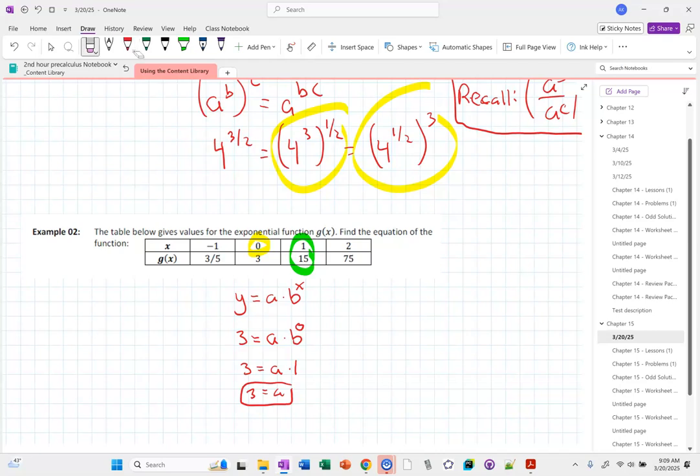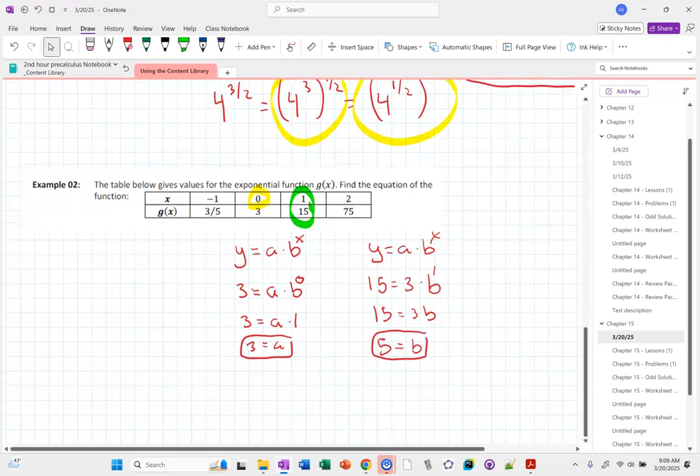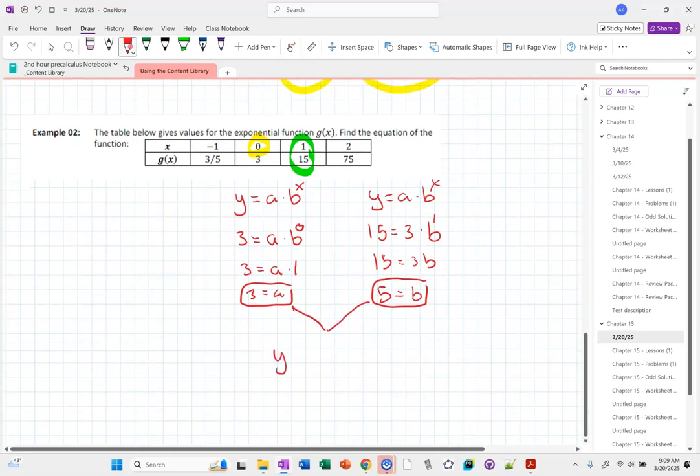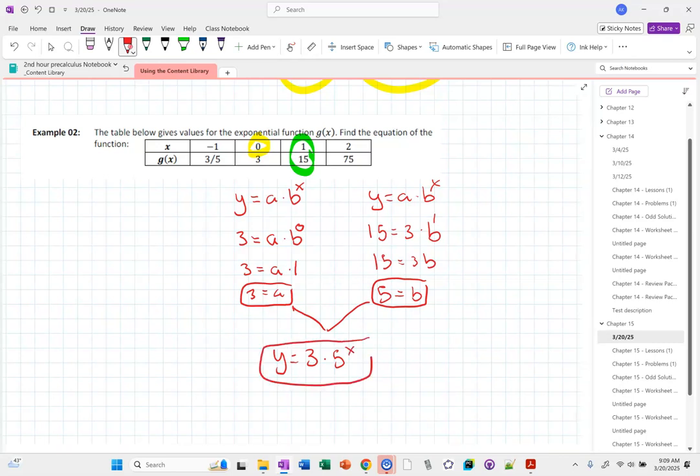So again, I'm going to start with my y equals a times b to the x. I have y is 15. I now know a is 3, and I know x is 1. So I can solve now for the b. So if I just divide both sides by 3, I get that the b is 5. So if I put those together, I have y equals 3 times 5 to the x.